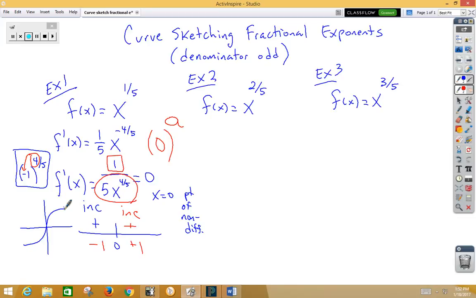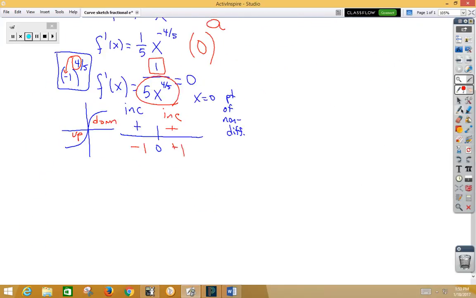Now we could further check that by doing the second derivative. If we did the second derivative, we would learn that we're concave up to the left of 0 and concave down to the right of 0. So let's go ahead and take a look at that just to verify that that's what's going on. So if I take my second derivative and I'm going to look back up at this step, I'm going to get as my second derivative negative 4 over 25 x to the negative 9/5.